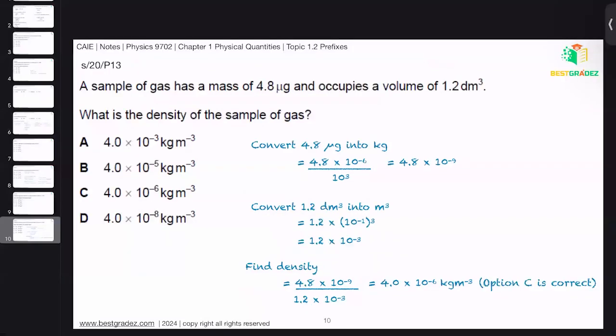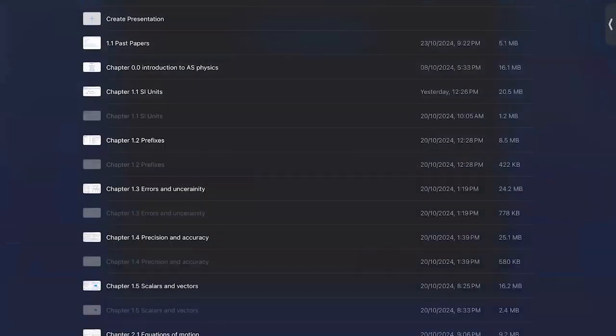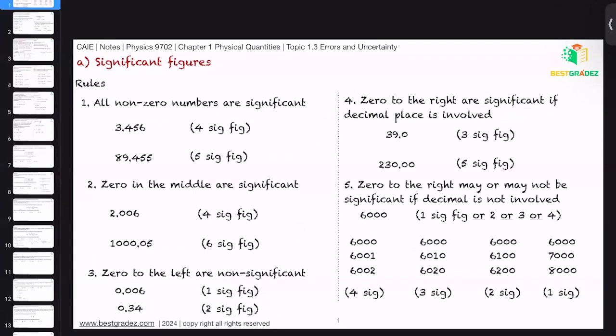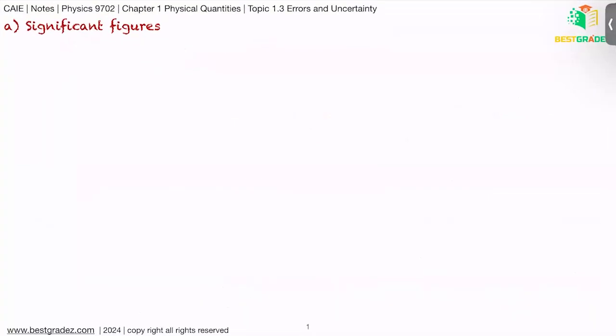So that was about prefixes, a relatively short topic. So we don't get too many questions in theory, but yeah, an MCQ or so. Next is errors and uncertainty. We'll start with understanding significant figures. And it's not just for this topic.